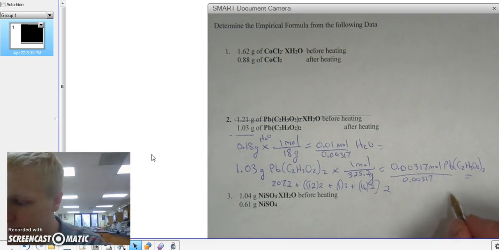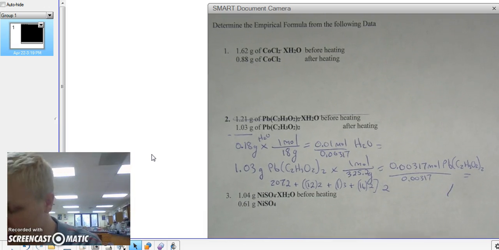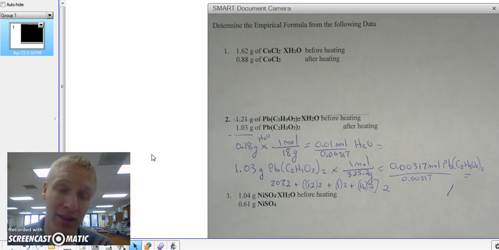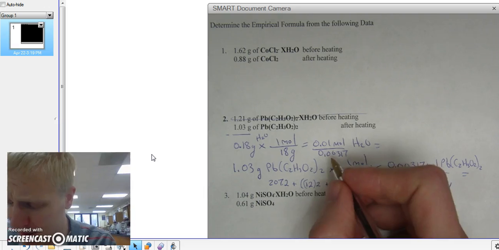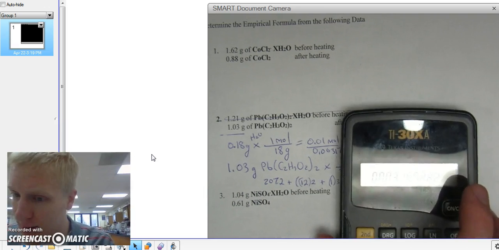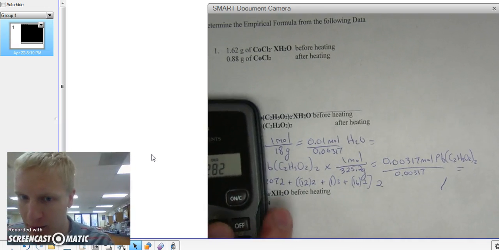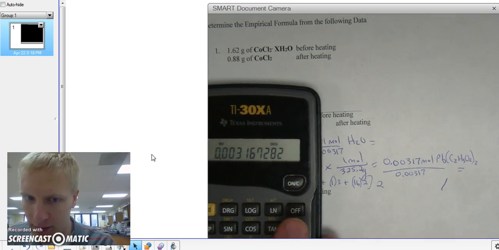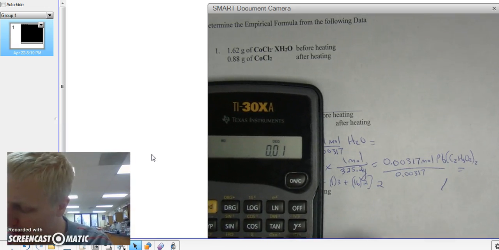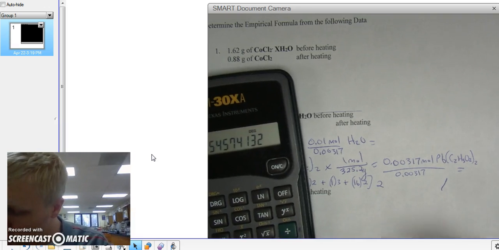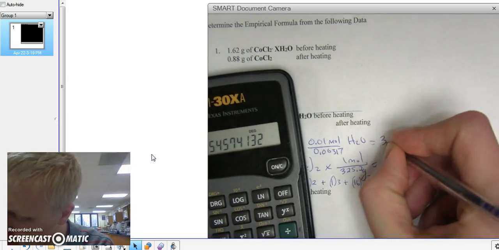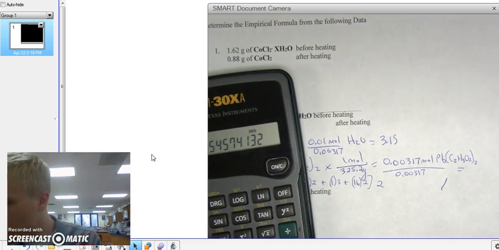It's nice for this guy, our anhydrous, this gives us 1. Usually our anhydrous is always going to be just 1. If it's not, you probably did something wrong, usually a calculation mistake. Alright, 0.01 divided by 0.00317 equals 3.15.